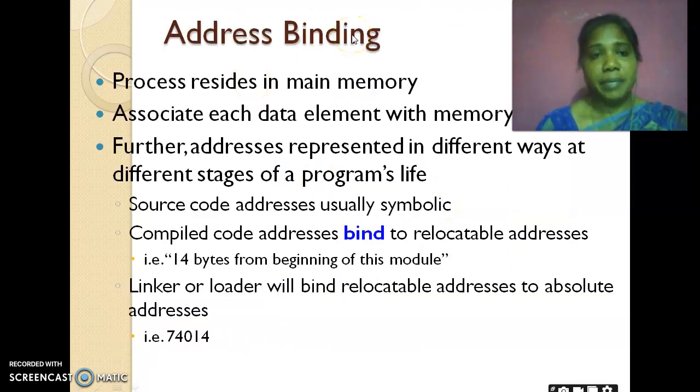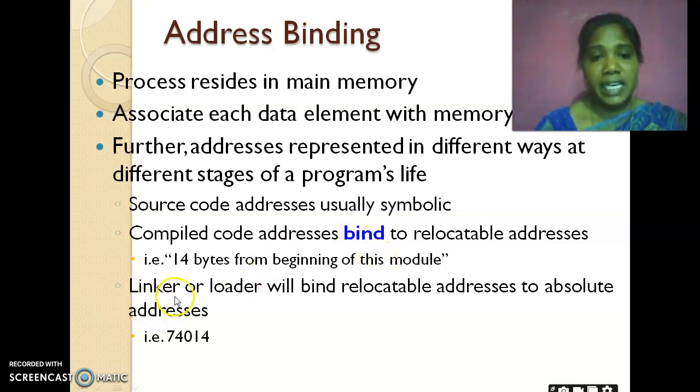Address binding means the process resides in main memory. One process resides in the main memory, and each data element is associated with a memory address. The address is represented in different ways at different stages of a program's life. A source code address is usually symbolic. Then a compiled code address is bound to relocatable addresses, for example 14 bytes from the beginning of this module.